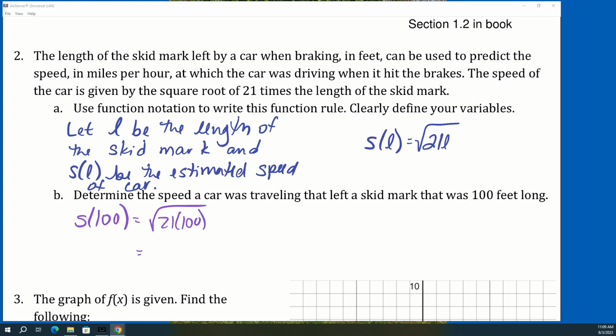All right, so the square root of 2100 is approximately 45.826 miles per hour. When we round in here, we're always going to round to 3 decimal places. That's what the AP readers want. On the AP exam, part of it's multiple choice and part of it's free response. On the free response, they want 3 decimal places.